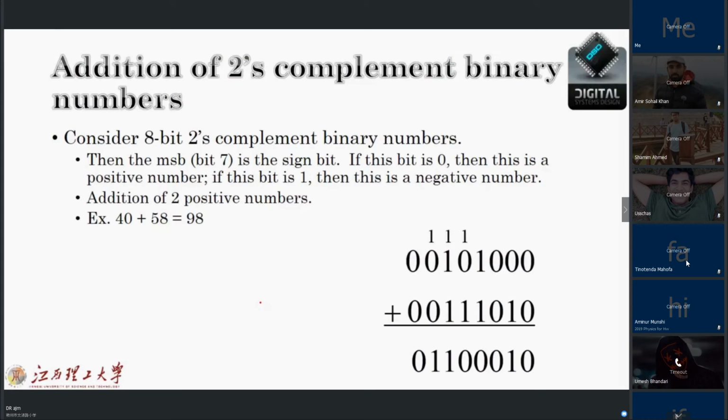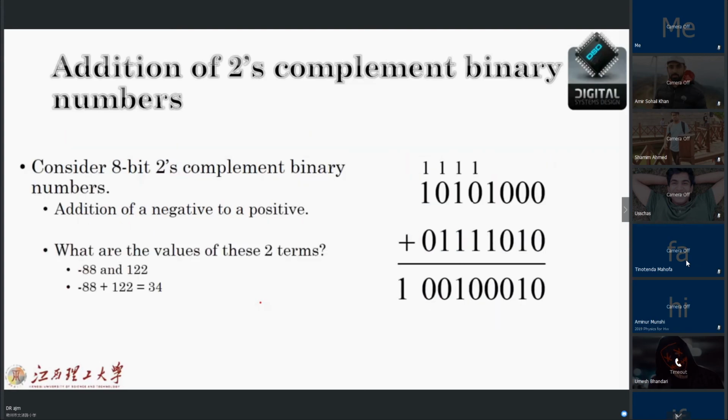If I want to do addition with the help of two's complement, we did this last time, but let us do it again. This is also the same. We can take the two's complement of the number and check the results. Suppose we consider 8-bit two's complement binary numbers that I show here. The first number is minus 88, which will be added to 122, and I'm sure we know that the result is 34. If you do this with the help of two's complement binary, you can get the answer.